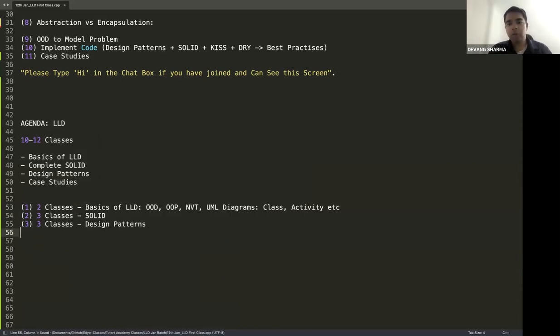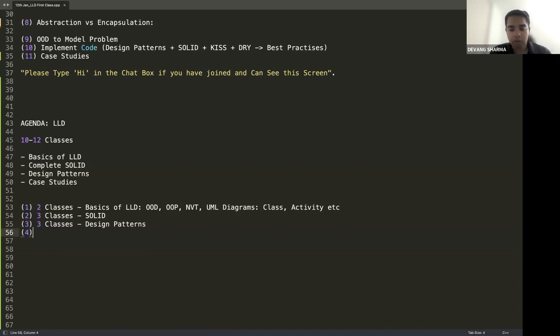Your question: there is no requirement to know all the design patterns. There are 23 design patterns in total, and you don't need to know all 23. Out of that, I would say 90% of the problems in software engineering can be solved with 8 or 9 design patterns. So the most important design patterns are what we'll focus on here.